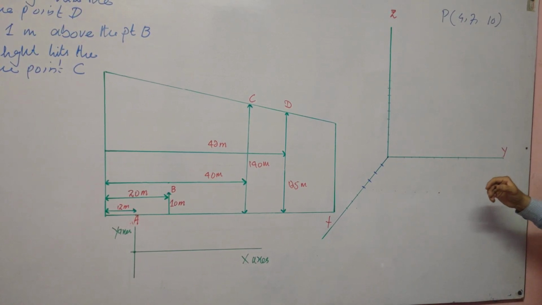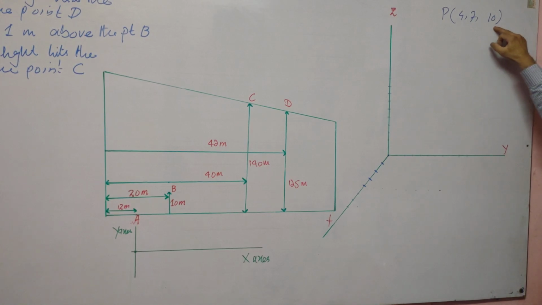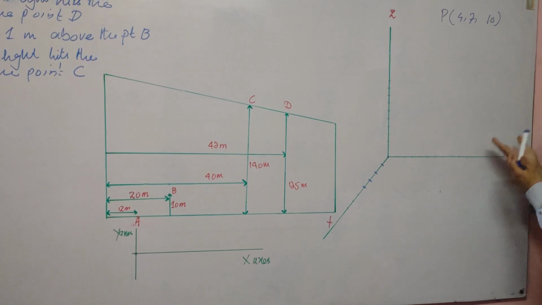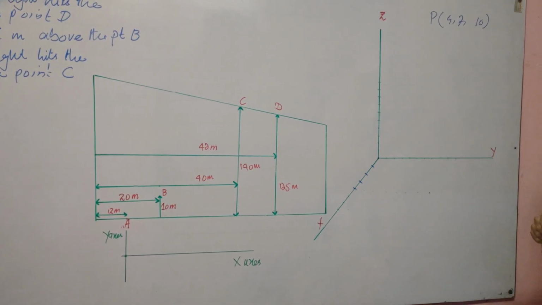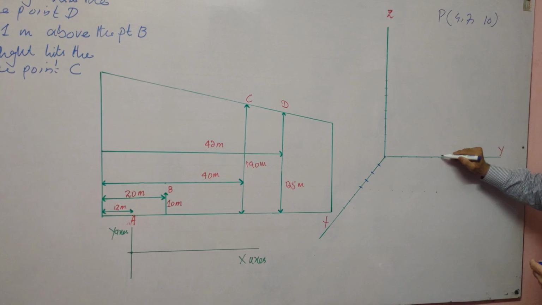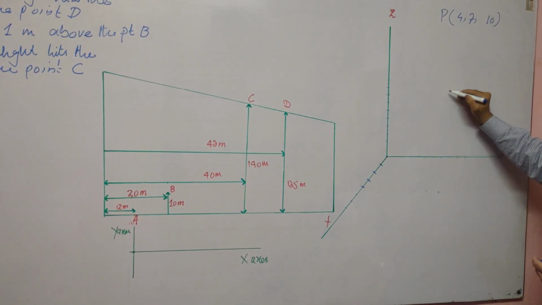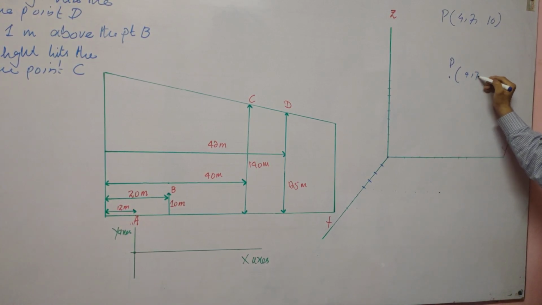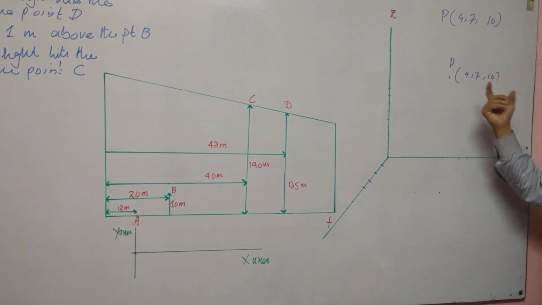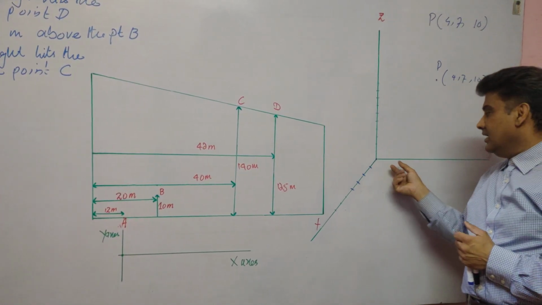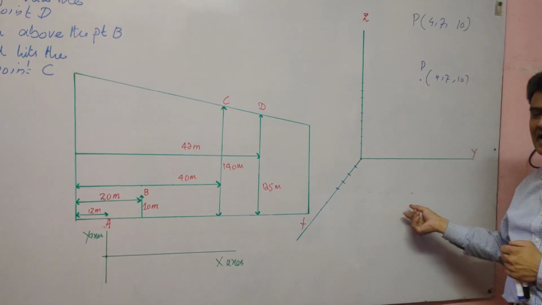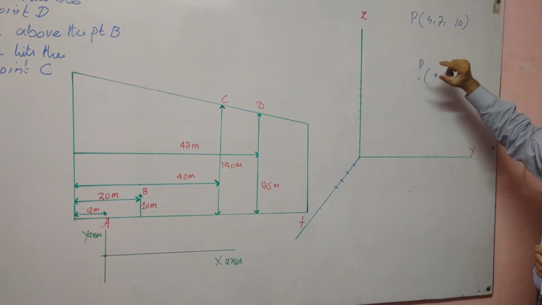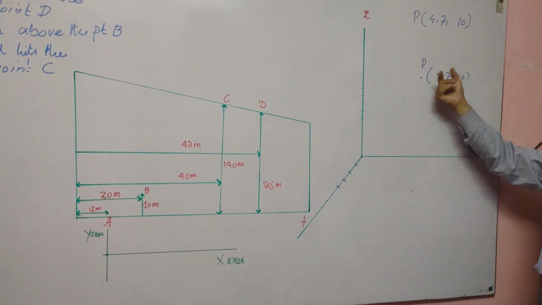We will now move in the upward direction from the XY plane, 10 meters above the XY plane. We count 1, 2, 3, 4, 5, 6, 7, 8, 9 and this is 10. This is the point P whose coordinates are 4, 7 and 10, and this point is in space. Value of x is 4, value of y is 7, and value of z is along the z-axis.